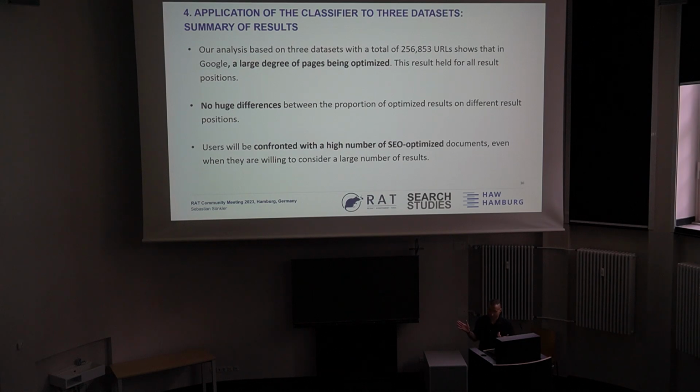The summary of the results from our study is just that a large degree of pages are being optimized on a certain results page. Not a big surprise here, and we have no huge differences. And in the end, users will be confronted with a high number of SEO optimized documents, even if they are willing to consider a large number of results, which means they look at other positions too. But in the end, and also what we found out is that almost all content is in a way search engine optimized. If you have a good website or use a CMS like WordPress or stuff like that, it has so much SEO already available.